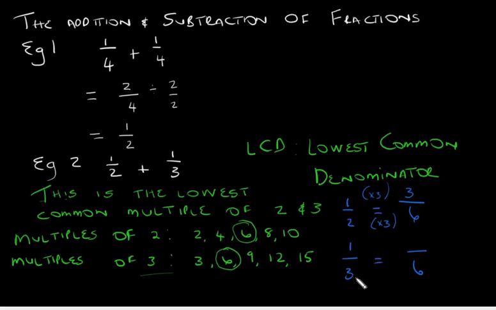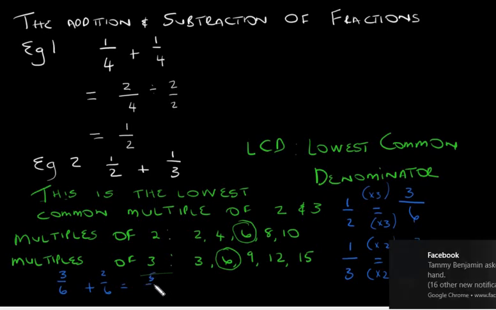And then with a third, what did I do to 3 to get 6? I multiplied by 2. And what I do to the denominator, I must also do to the numerator. And that will give me 2 over 6. Now I can go ahead and add the two fractions. And I can say that 3 over 6 plus 2 over 6 is equal to 5 over 6.